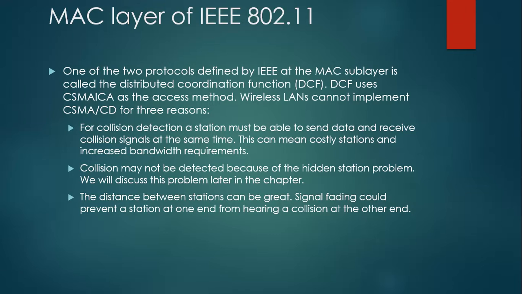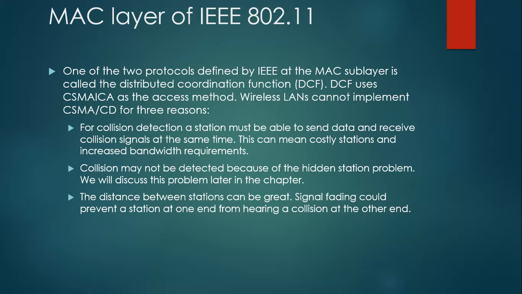For collision detection, a station must be able to send data and receive collision signals at the same time. This can mean costly stations and increased bandwidth requirements. Collision may not be detected because of the hidden station problem. The distance between stations can be great. Signal fading could prevent a signal at one end from hearing a collision at the other end.